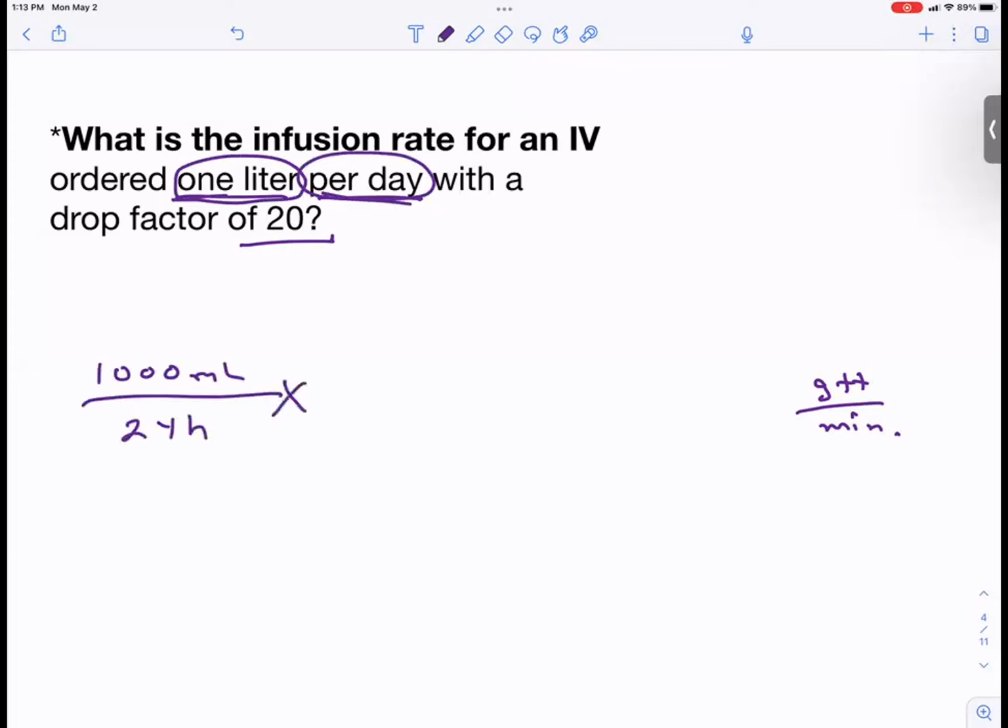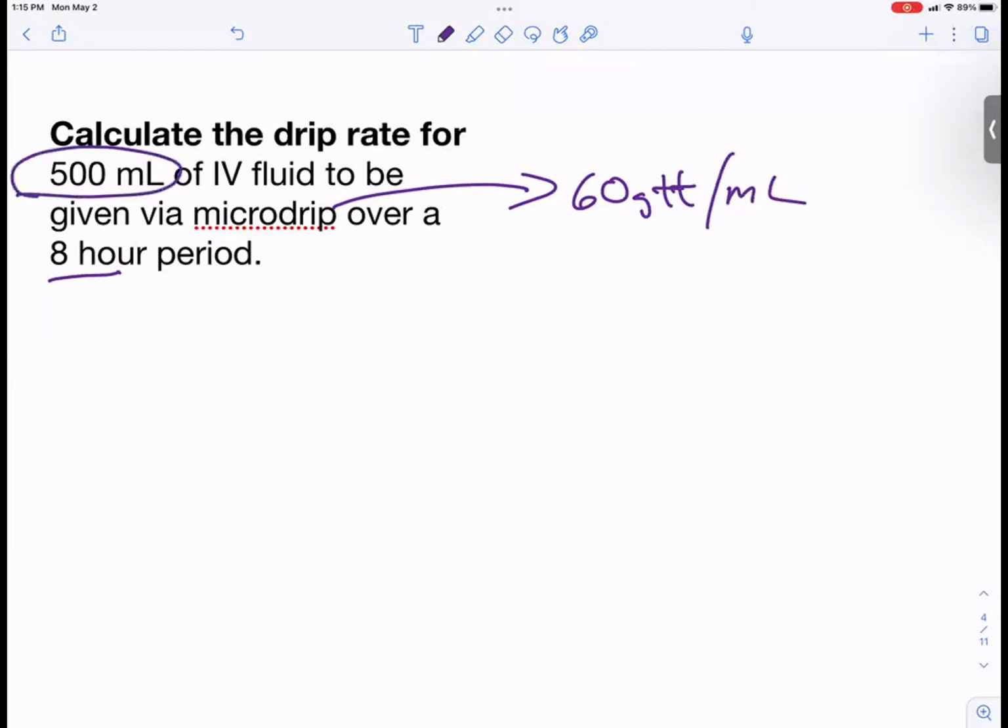Here's another problem. This is why you had to memorize what microdrip is. So if you want to pause it here and give it a try, go for it. So it's saying 500 milliliters to be given via microdrip over an 8-hour period. So if you had memorized what microdrip is, 60 drops per milliliter. And I have to give 500 milliliters over 8 hours.